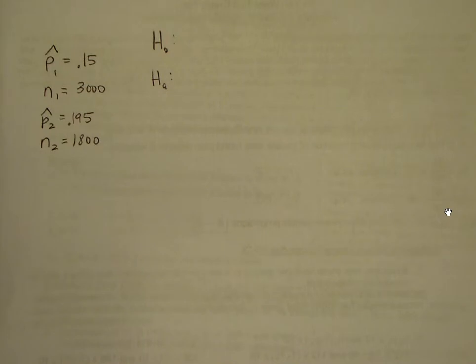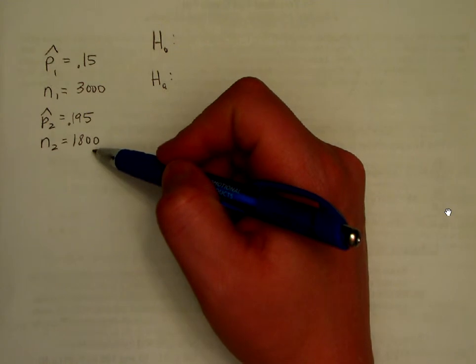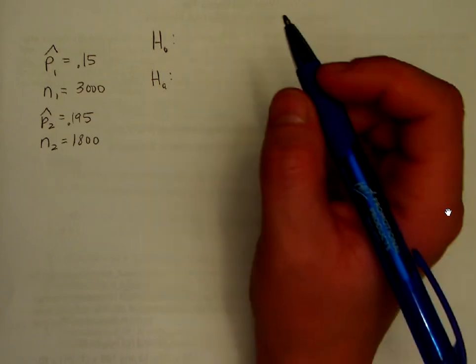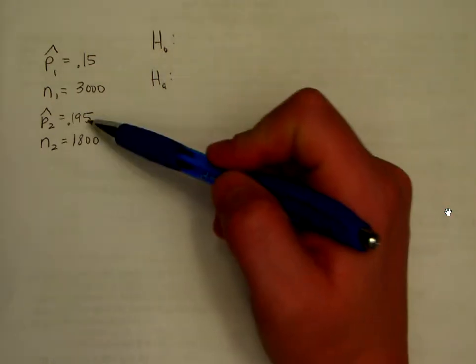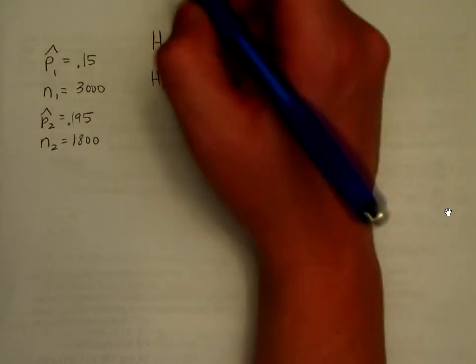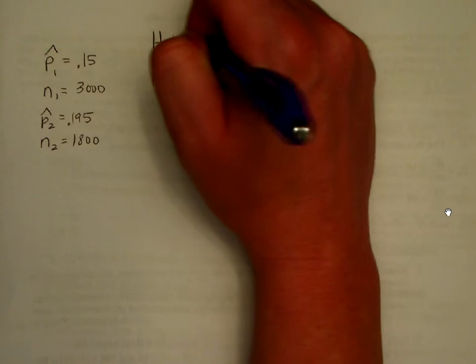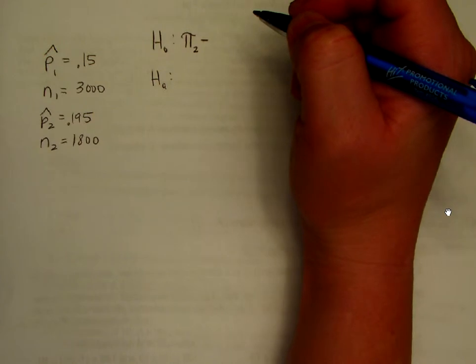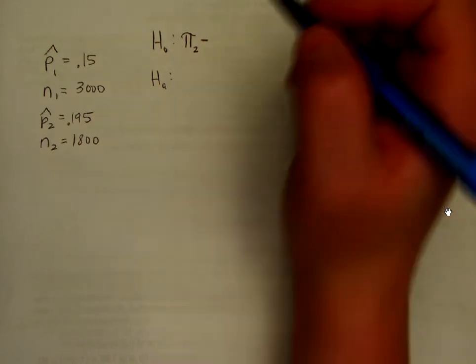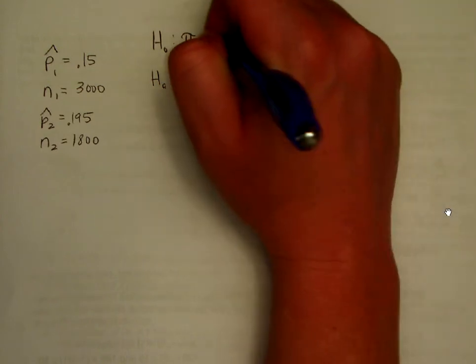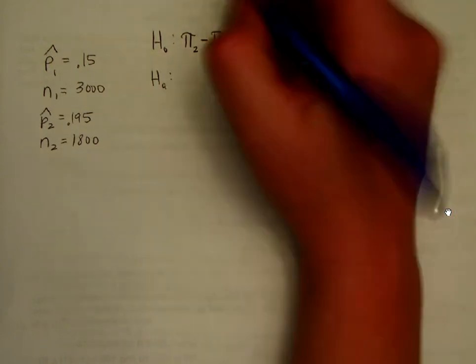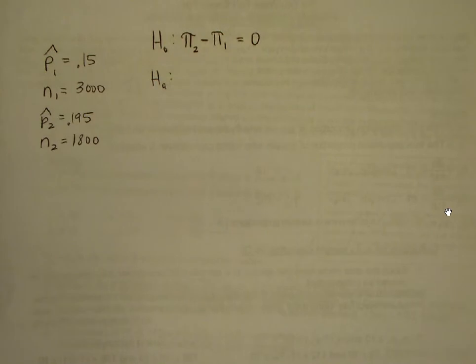Now, this is a proportion. Hopefully that's obvious at this point. What I'm going to end up doing is, I like positive numbers, so I'm going to take pi 2 minus pi 1, and the assumption is that there is no difference. So that's going to be equal to 0. So there's no difference in the sample proportion.